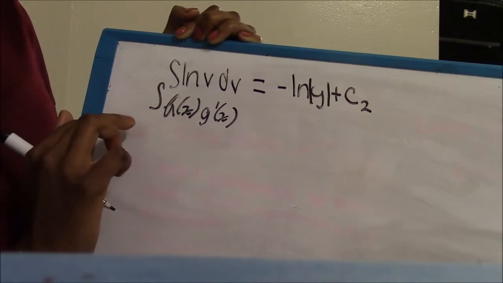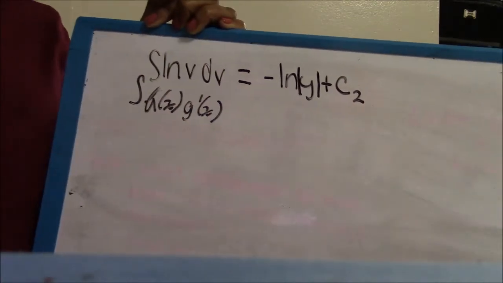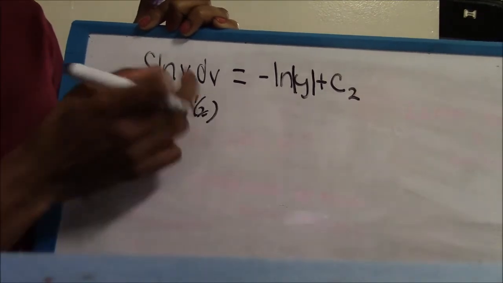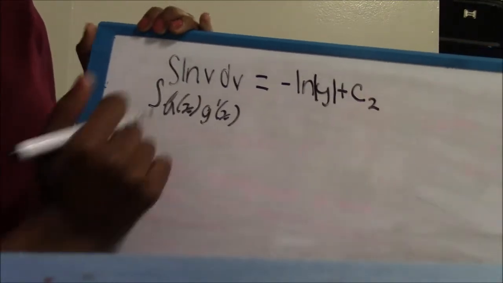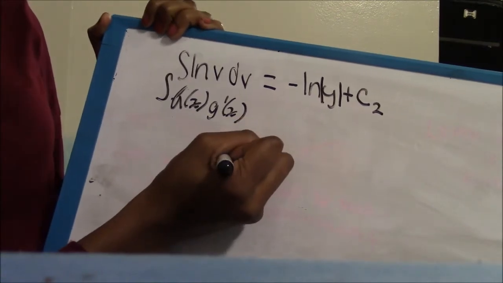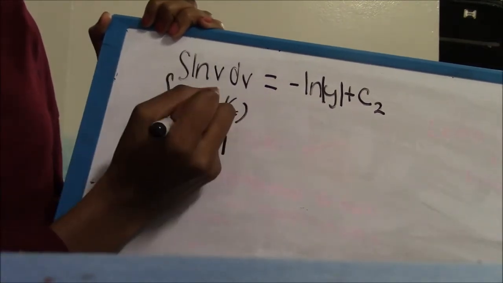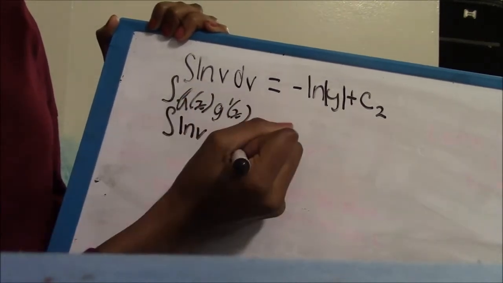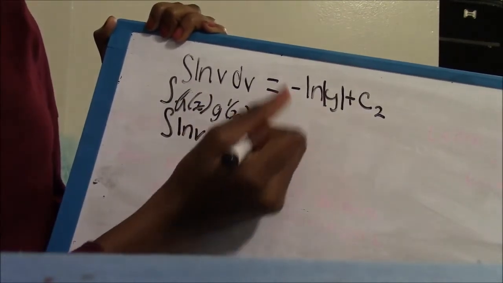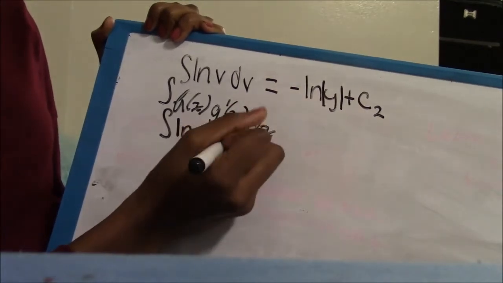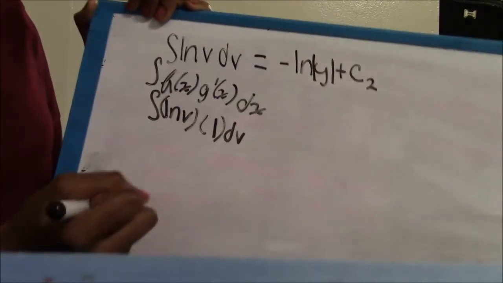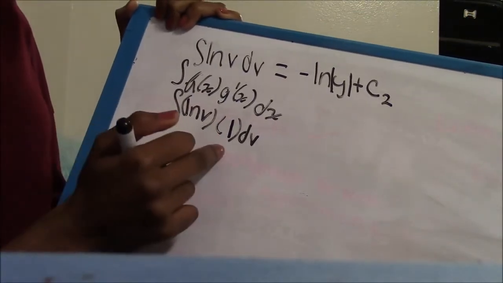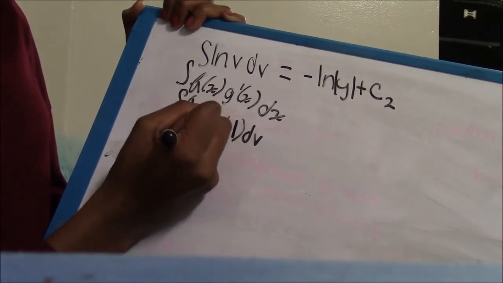Looking at this, you don't really see an f of x or a g prime of x because you only see one function, right? Well, we're going to make our g prime of x 1, because 1 times ln of v is still ln of v. So it's going to be in this form.